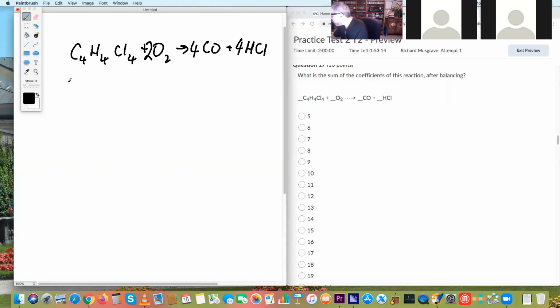Now, the sum of coefficients, you have to include this 1 here as well, which we usually don't write, but it's still there. So it'd be 1 plus 2 plus 4 plus 4, which would be 11. And that's how I'd manage that. Any balancing questions there?